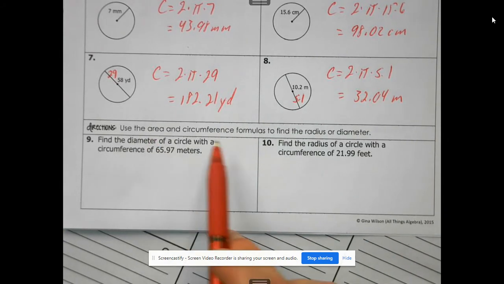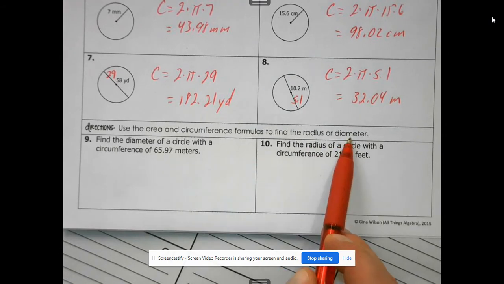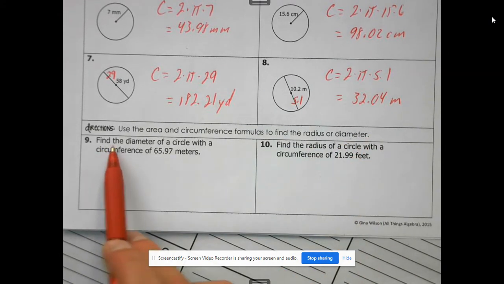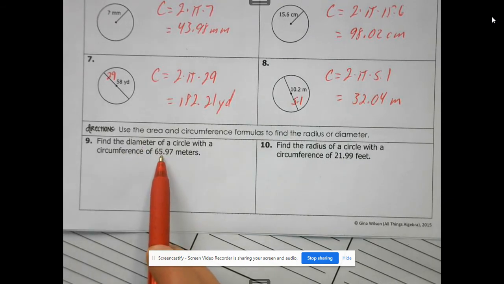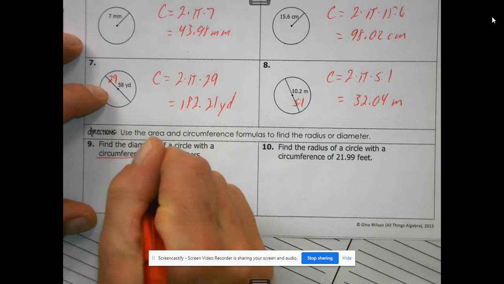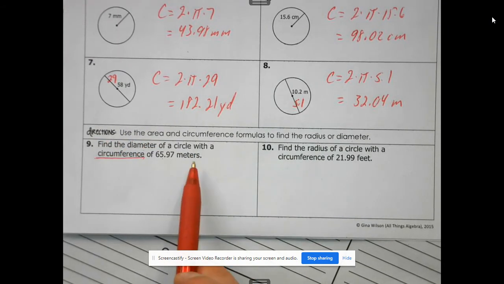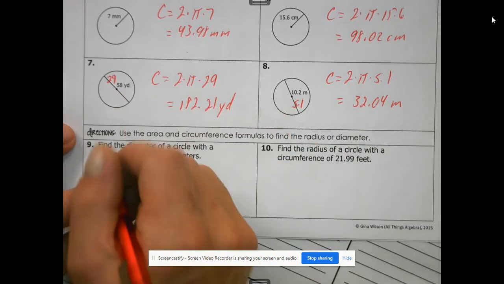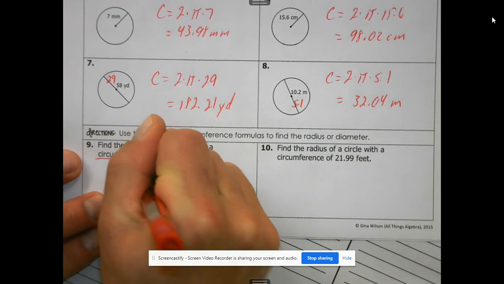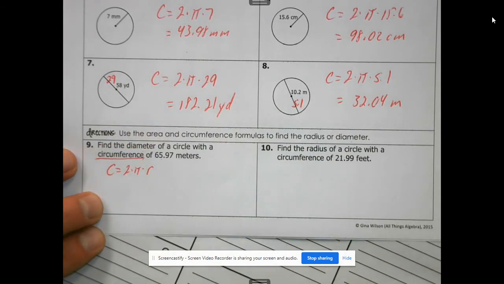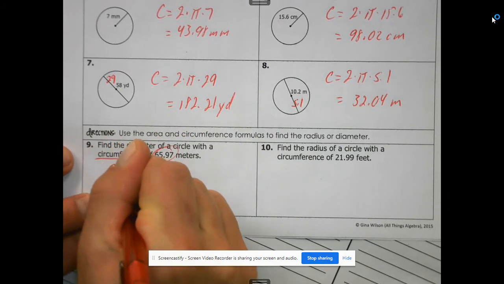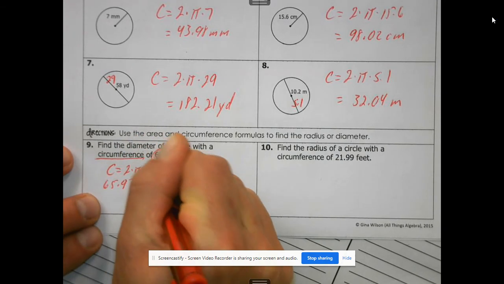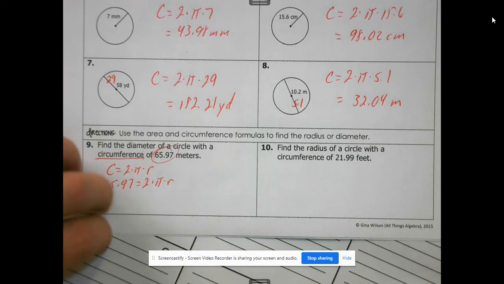Directions, use area and circumference formulas to find the radius or diameter. Okay. This one, we got to find the diameter of a circle with a circumference of 65.97. So what I'm going to do is use the circumference formula, plug in the pieces that I know, and then solve for diameter. We know circumference equals 2 times pi times radius, right? The only piece that I know is the circumference. So plug that in. 65.97 equals 2 times pi times radius.